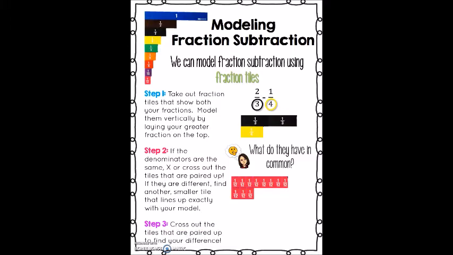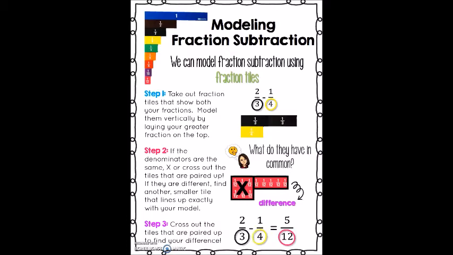Finally, now I can cross out the tiles that are paired up to show my difference. So I can see that this block of tiles all have a buddy on the top and the bottom row, which means I can cross those off. That would show that I'm subtracting away the 1/4. That means the fraction tiles that are left, which is this piece here on the right, are going to show my difference. So in other words, I can solve 2/3 minus 1/4 to be equal to 5/12. Let's take a look at a couple more examples using the tiles.